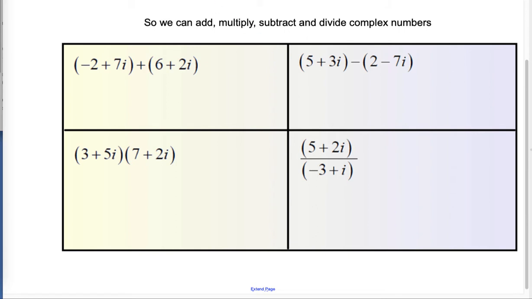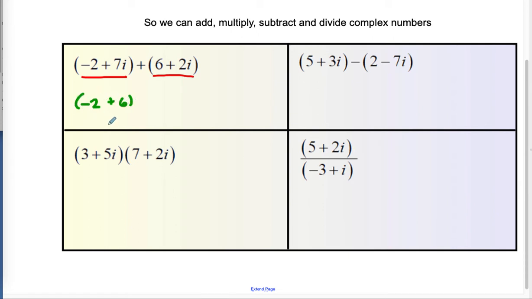So adding is very simple. Just like you can only add like things, for example, if I gave you x plus 3y plus 2x minus y, you could only put the x's together and the y's together. Likewise, when you're adding or subtracting, you can only do like terms. So in this case, the real part of this first number is -2, and the real part of this second complex number is +6.